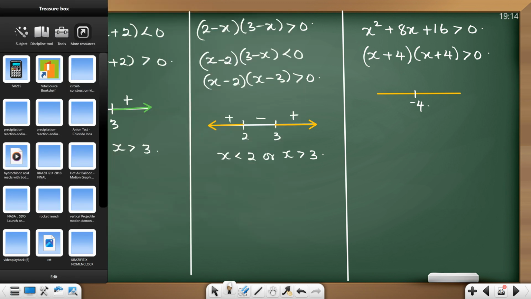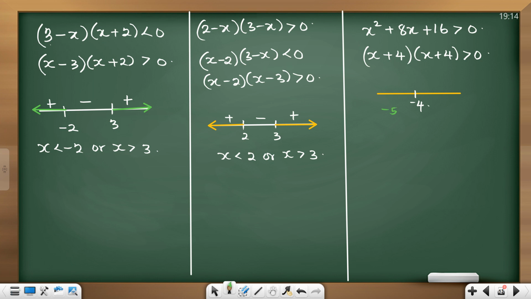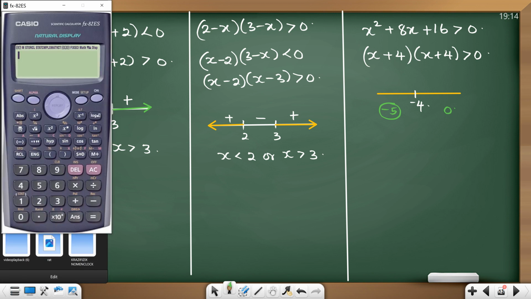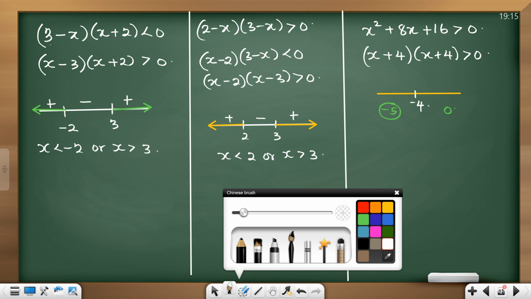Let's pick a number. Pick a number on this side, negative 5. Pick a number on this side. We can pick negative 3, or we can even pick 0. Let me pick 0. In the bracket, negative 5 plus 4, close the bracket. Negative 5 plus 4, close the bracket. Your answer will be positive. On the right hand side, 0 plus 4 is 4. 4 times 4, 16. My answers are both positive.